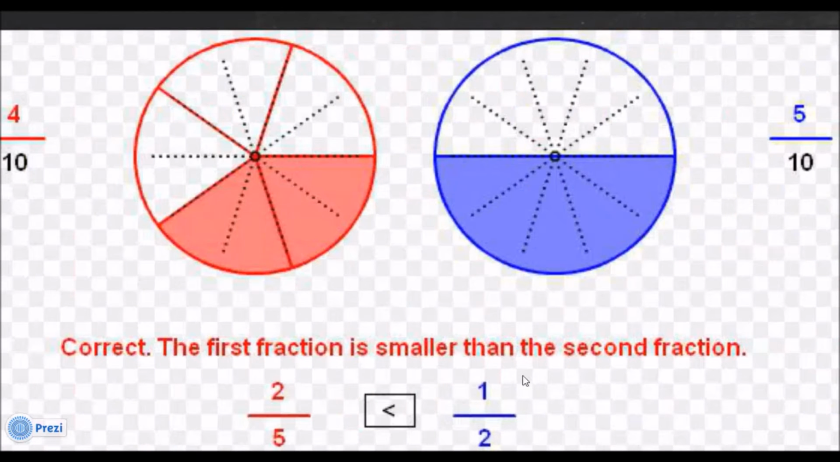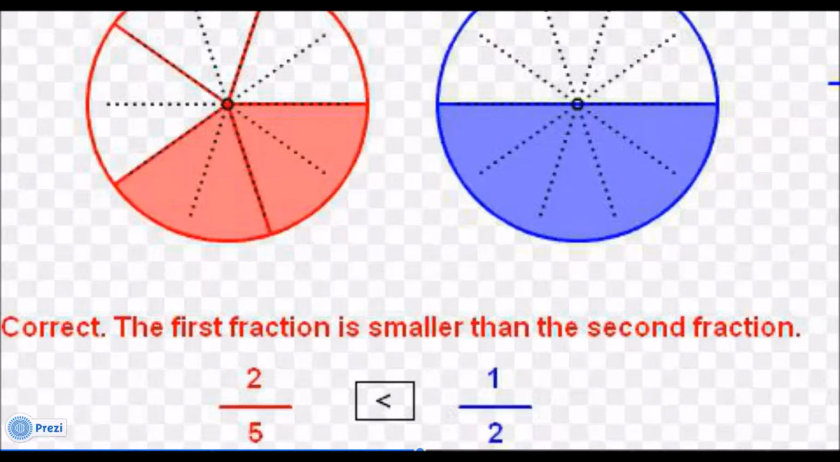Okay, and visually, if you want to see it, we have right here 2/5 and 1/2, and they put them in common denominators, 4/10 and 5/10. So 2/5 is less than 1/2. Okay, pause and reflect, and then I'll go on to the next part.